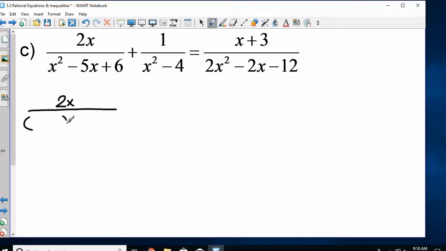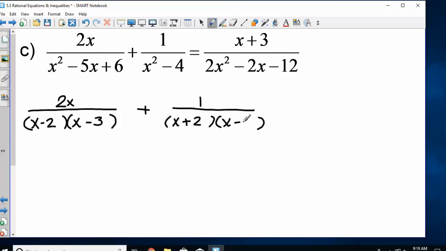So if we do box method here, what multiplies positive 6 and adds to -5? -2, -3. How would you break down x squared minus 4? Okay, this one.